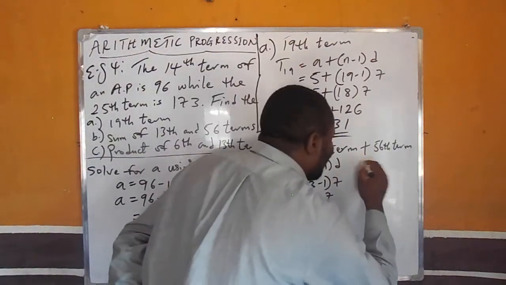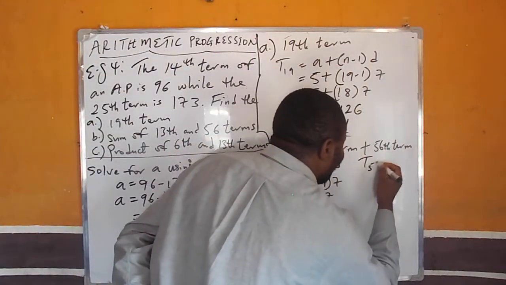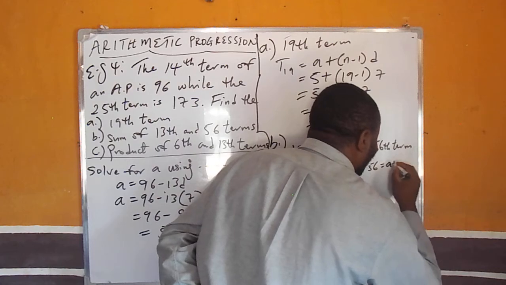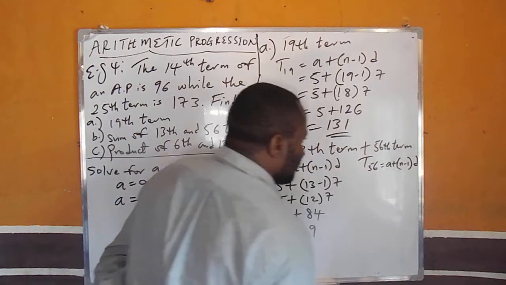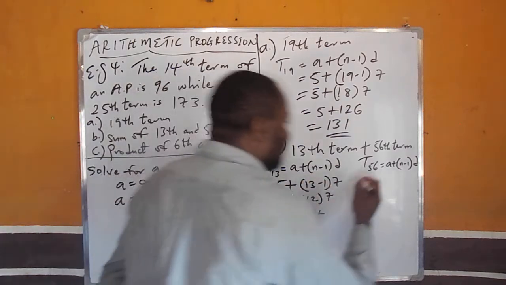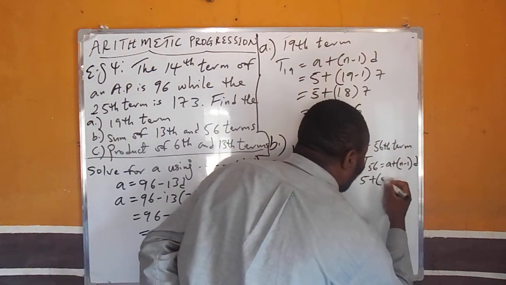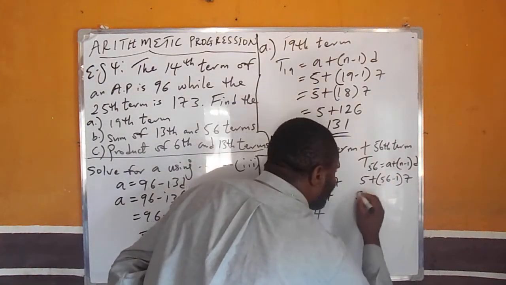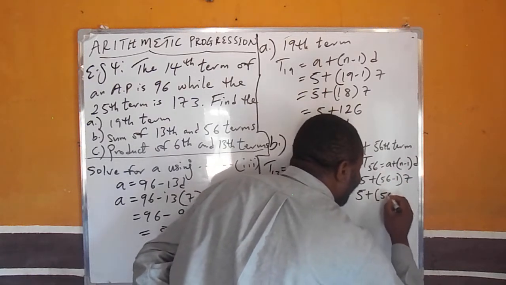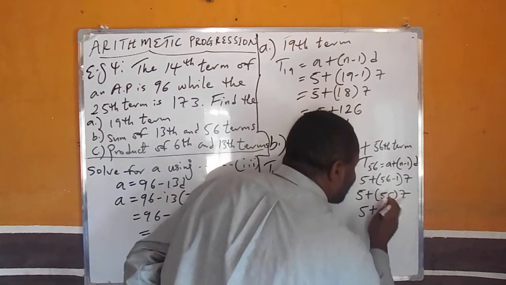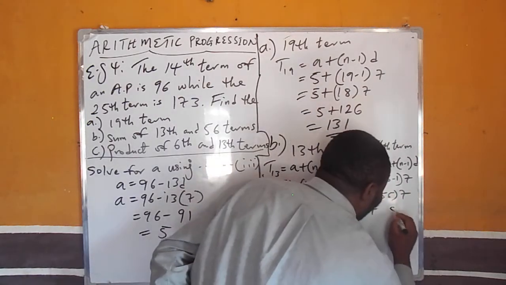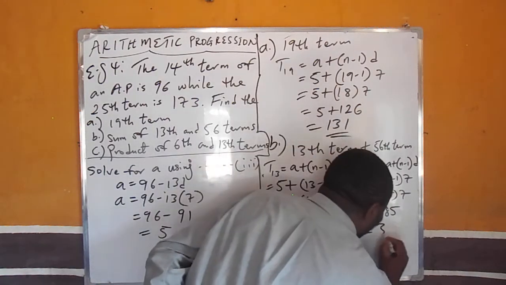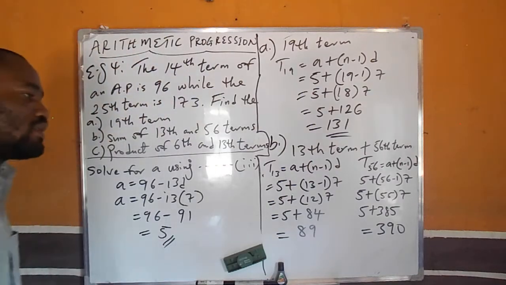Then we come to the 56th term. T56 equals A plus bracket open N minus 1 bracket close D, where A equals 5. We now say 5 plus bracket open 56 minus 1 bracket close, then we have 7 for the difference. So 5 plus 55 in bracket 7, which is 5 plus 55 times 7. 7 times 5, 35, carry 3. 7 times 5, 35 plus 3, 38, which gives 385. 5 plus 385 will give us 390.